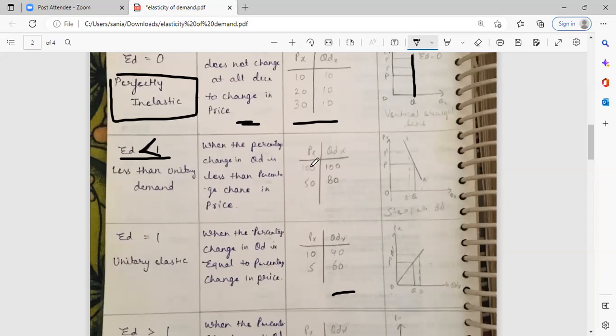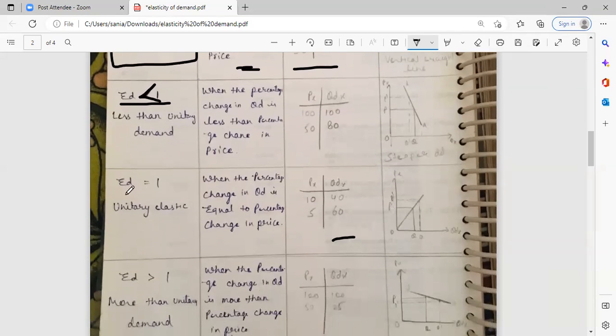Over here you can see the change is from 100 to 50. The change is 50 rupees, right? But for QD it is 100 to 80, only 20 rupees. So the change is less than your price. So that means it is like this.